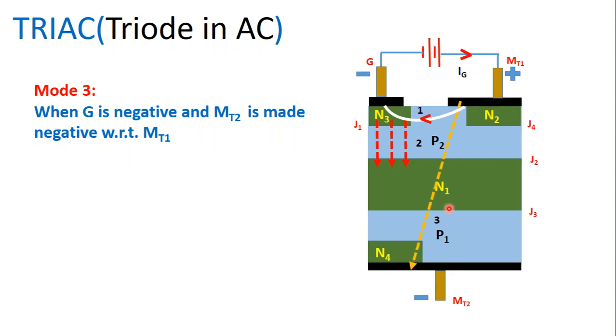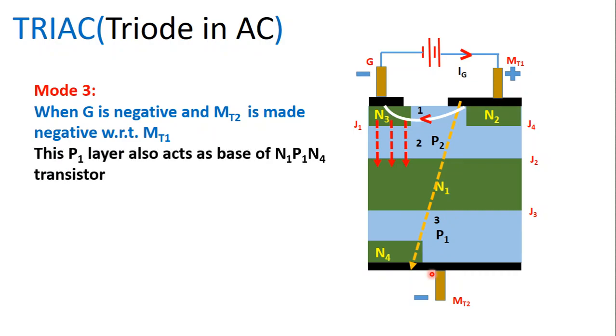So our final conduction will be from the MT1 terminal to the MT2 terminal through the structure P2 N1 P1 N4 in the mode 3 operation.